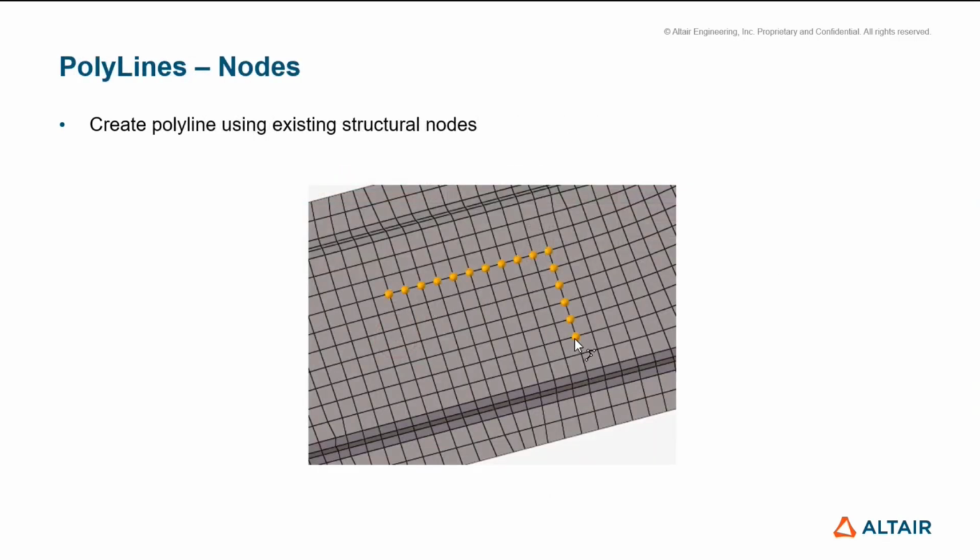This is a very basic functionality on the polyline side where you could select structural nodes using path. We could do this using just the location selector interactively, but now if you have a structural mesh and you want to create a polyline on top of it, you can easily select nodes by path and create a polyline on it.